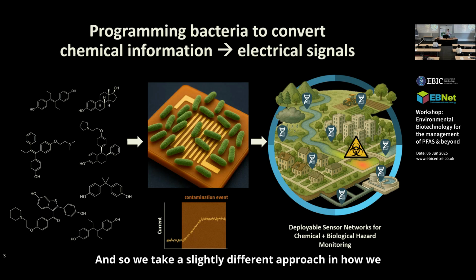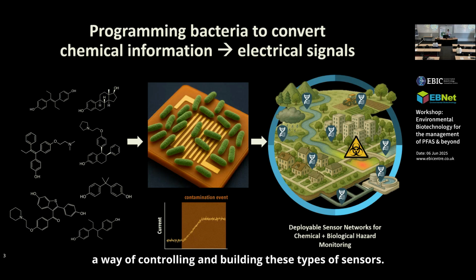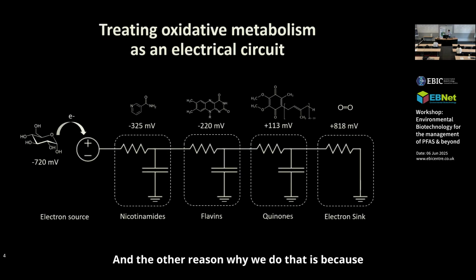And so we take a slightly different approach in how we build biosensors. Rather than trying to control transcription and translation, we try to control the flow of energy and mass through metabolism and use this as our way of building these types of sensors. The other reason we do that is because metabolism is inherently electrical in nature. So if you want to make electrical signals at the end of the day, metabolism is a great place to start.